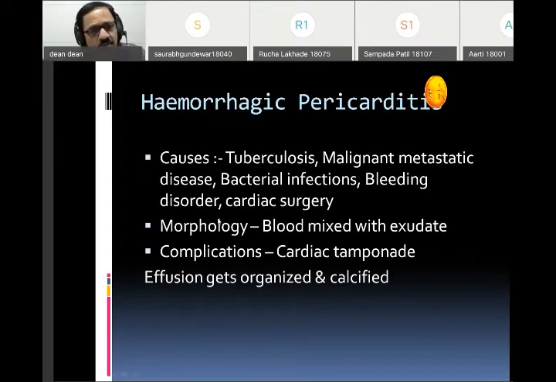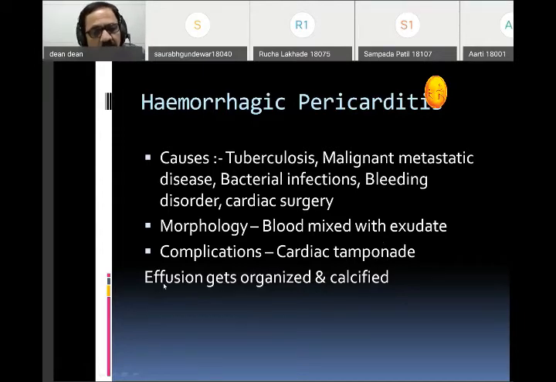So what is the morphology? What are the gross features? You will see that in between the two layers, there is blood mixed with the exudate. So that is a characteristic feature of hemorrhagic type of pericarditis. Complications, again, if it is a rapid formation of hemorrhagic pericarditis, it will lead to cardiac tamponade.